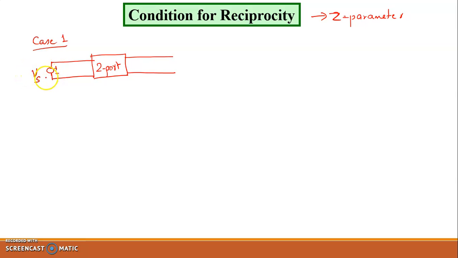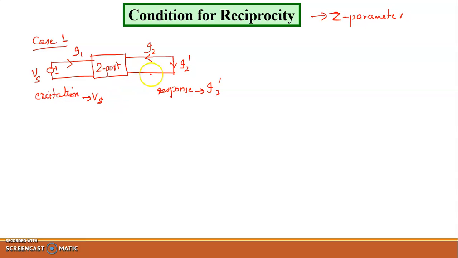Let Vs be the voltage of this voltage source, and I have the equivalent current as I1. At the second port, the current is I2, and I have shorted these two terminals for getting the load current I2 dash. So this is the case: my excitation is at the input side, that is Vs, and the response is at the output side, that is I2 dash. Vs is connected to the input port and I2 dash is taken from the output port.